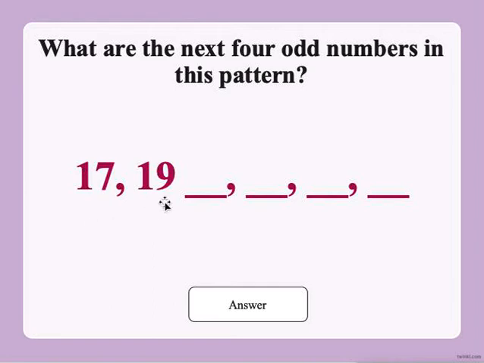17, 19, 21, 23, 25, and 27. So all these numbers are odd, boys, because 2 can't divide into any of these numbers evenly. Okay? So which number is odd?